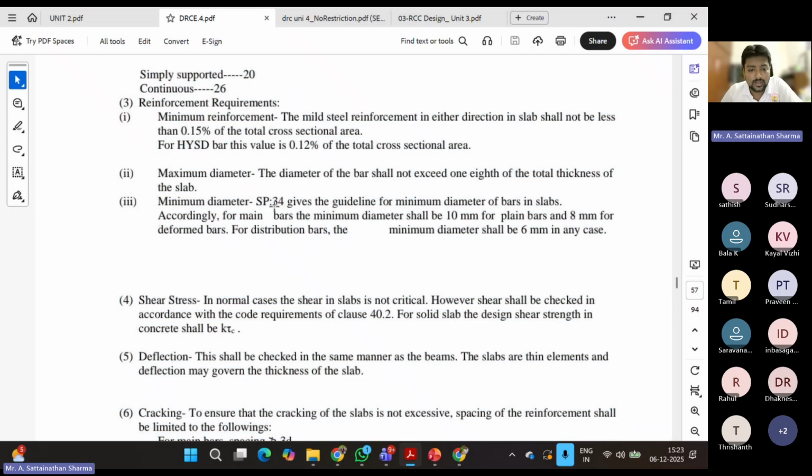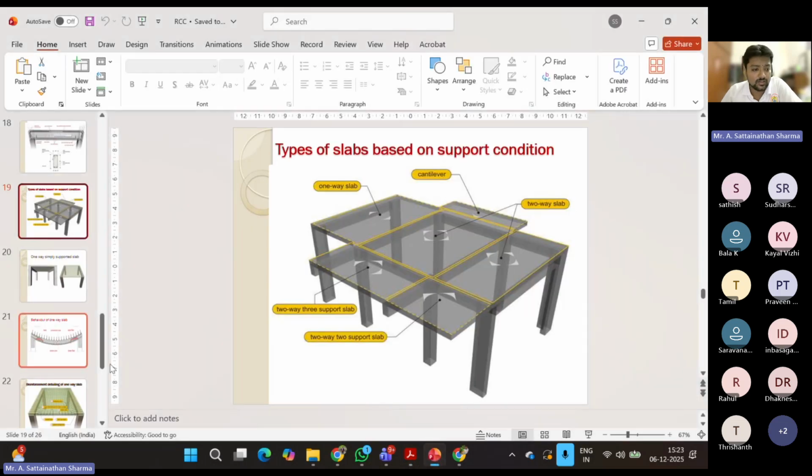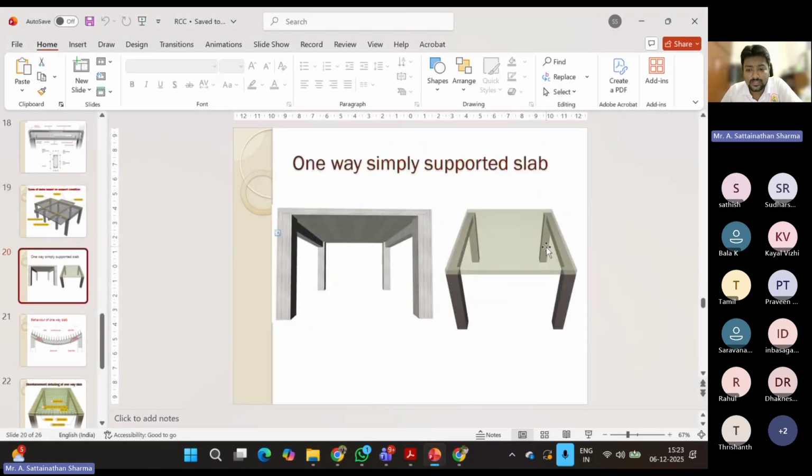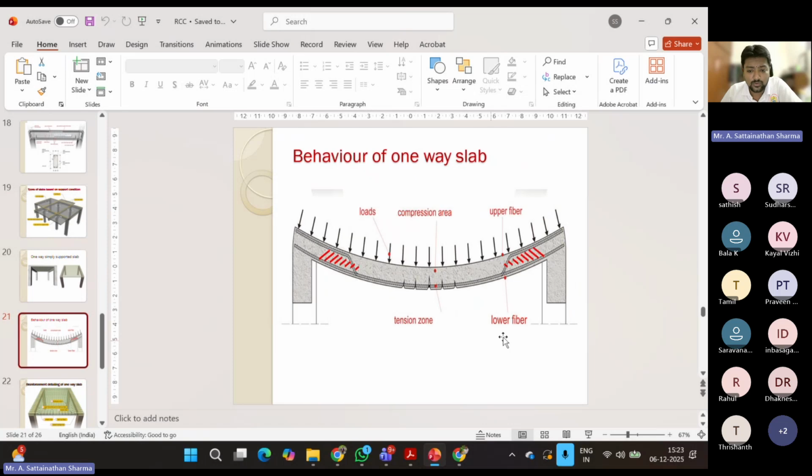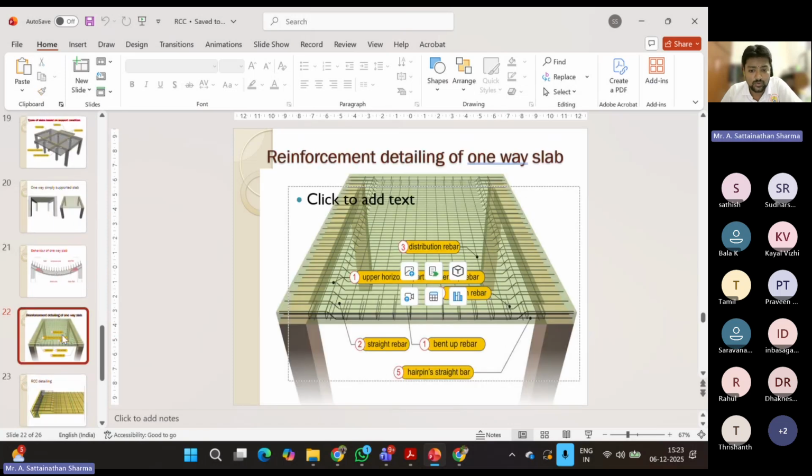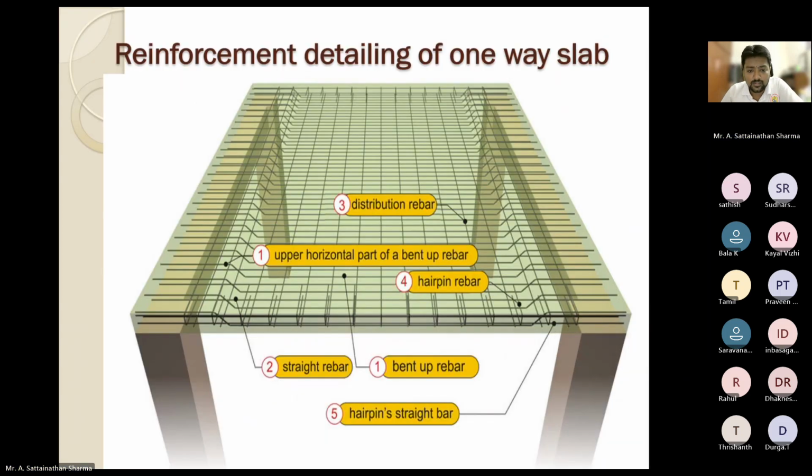Here we have two bars. One is the main bar, another one is the distribution bar. Here you can see the slab directions, the behavior of a one-way slab. I'll show you what the main bar and the distribution bars are. Is my slide visible? Again, a reinforcement diagram for a one-way slab.